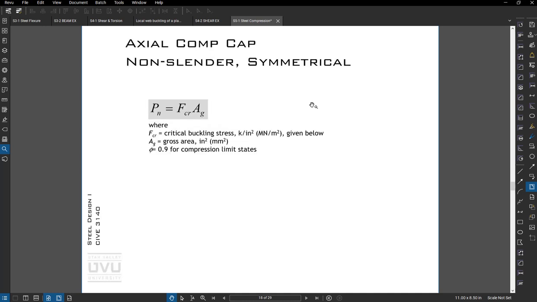Okay, so the basic strength equation for a non-slender symmetrical column is the axial load capacity is equal to critical buckling stress times the gross area. 0.9 is the phi factor that we need to apply to that.